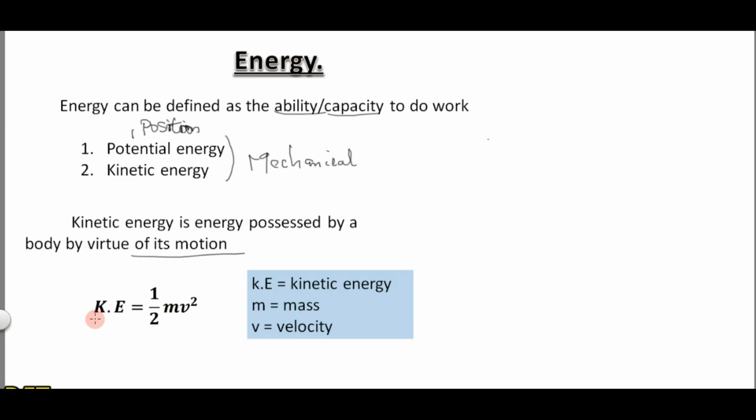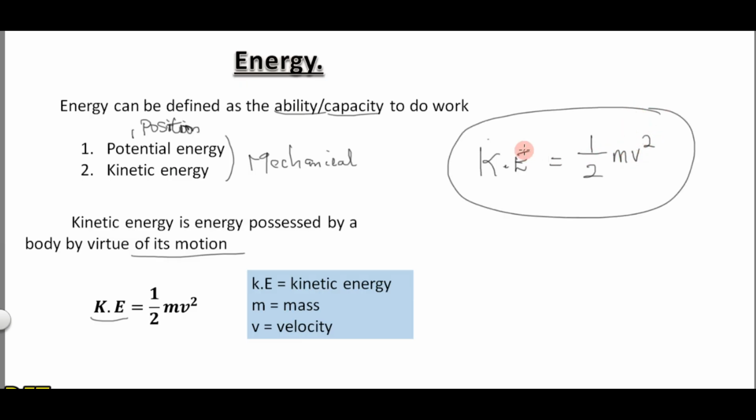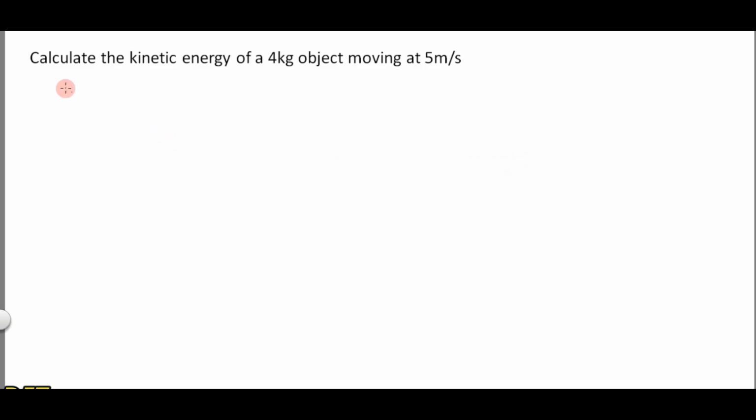So the formula for kinetic energy is KE equals half mv squared, where KE is the kinetic energy, m is the mass, and v is the velocity of the body. So the formula for kinetic energy is equal to what? Half mv squared. This formula is very important. So let's look at an example here.